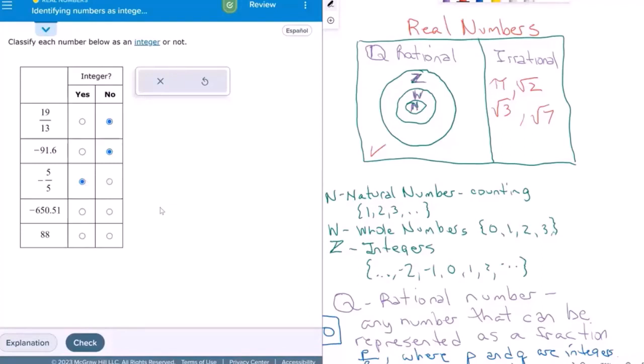How about negative 650.51? No. Good. And how about 88? Yes. Perfect.